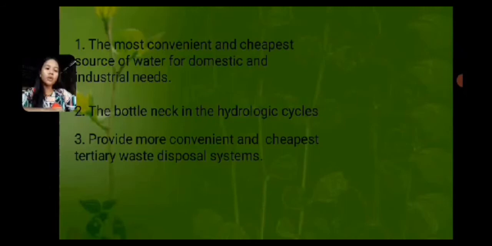Freshwater habitats occupy a relatively small portion of the earth, but their importance to humans is far greater than their area for the following reasons. First, it is the most convenient and cheapest source of water for domestic and industrial needs. Second, it is the bottleneck in the hydrologic cycle. And last, it provides the most convenient and cheapest tertiary waste disposal system. So that's all.